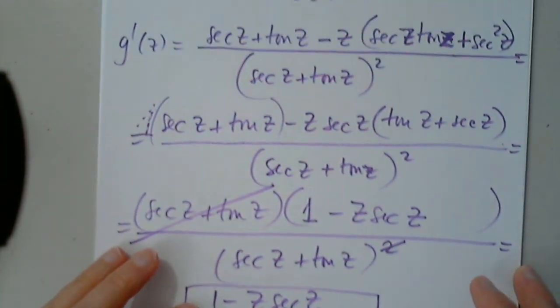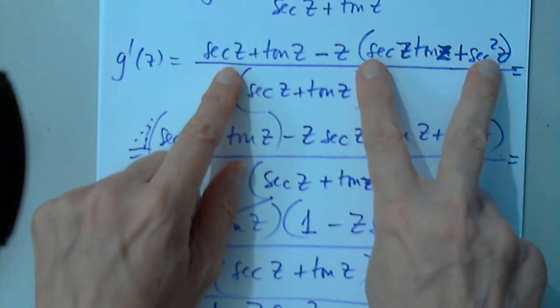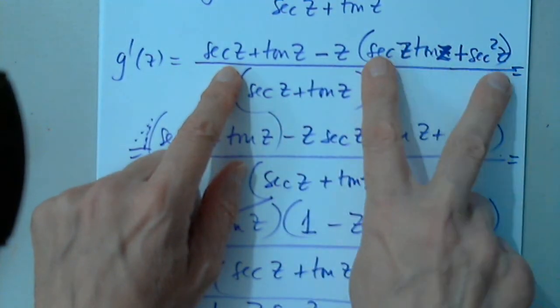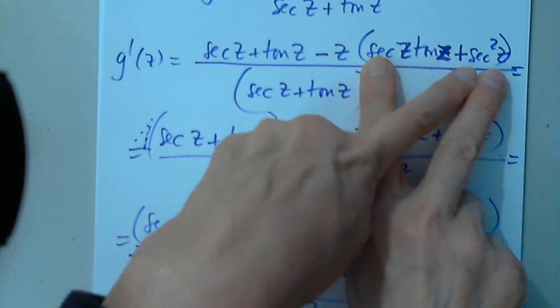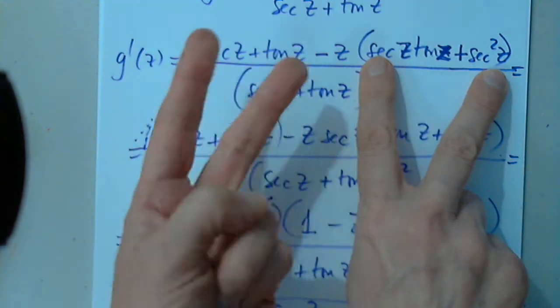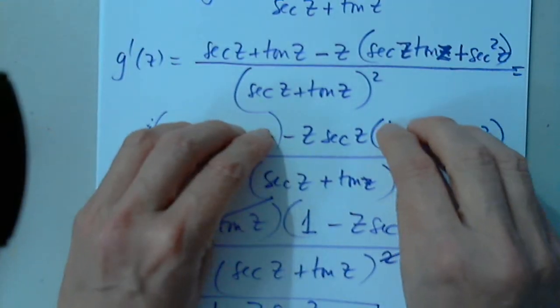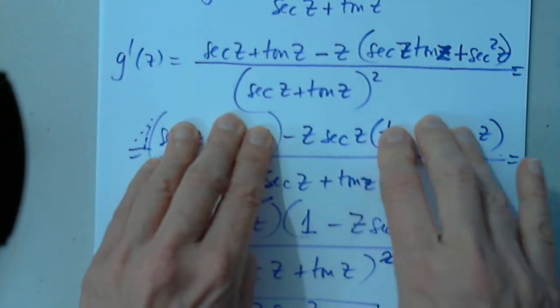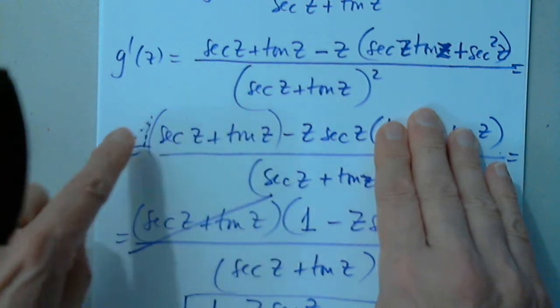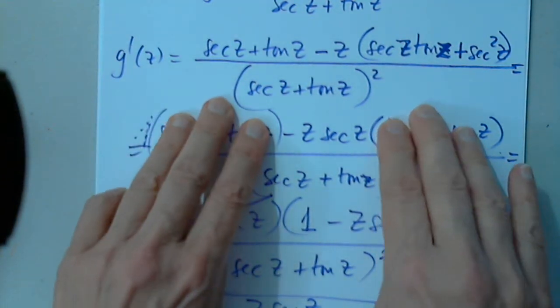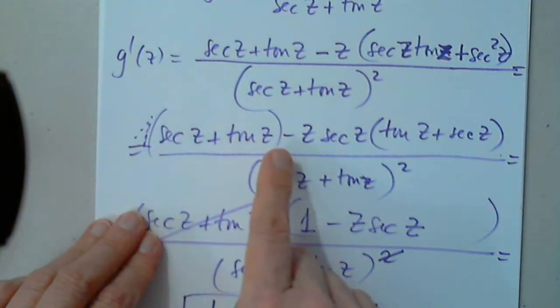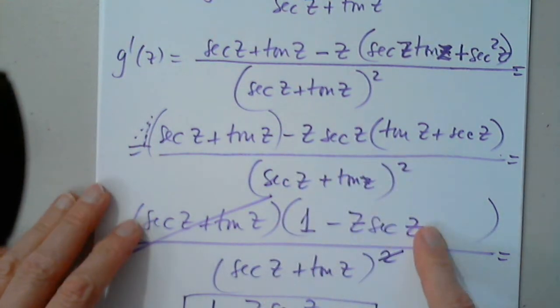So notice what happened here. When I factor out one of the secant from these two, I have tangent plus secant. Tangent plus secant or secant plus tangent is the same thing. So I realized that this is a common factor. But don't forget the 1 in front. So I pull this in front, and then I have 1 minus z secant z.